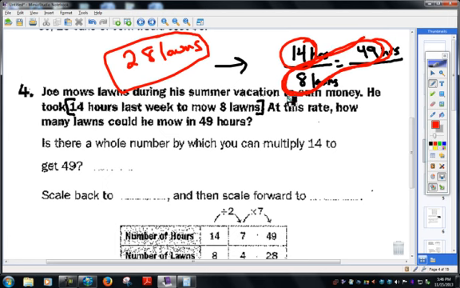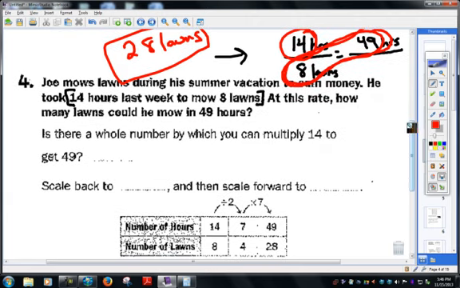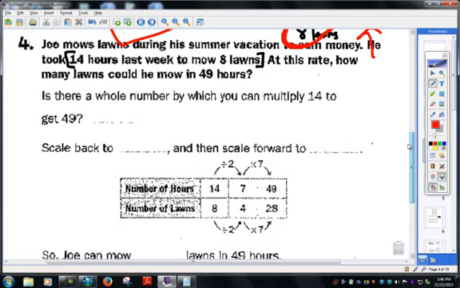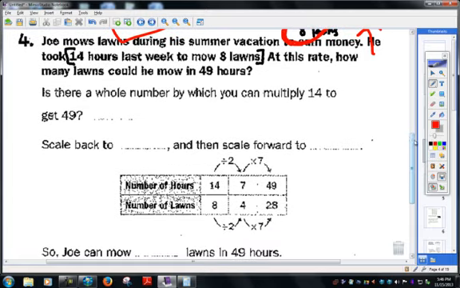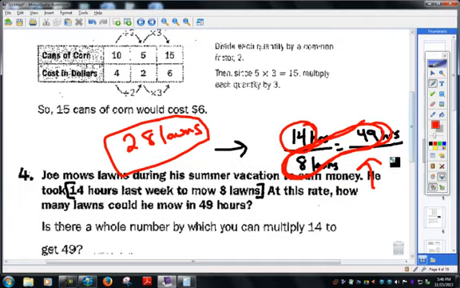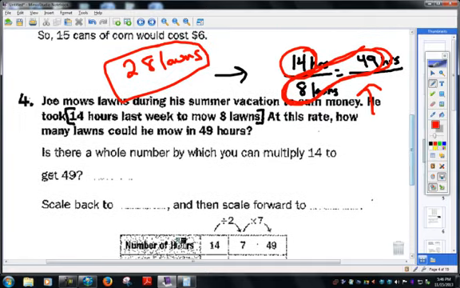It's pretty easy. You could have also scaled back to find that, or you could have found the unit rate. You could have figured out how many lawns per hour or how many hours per lawn and then gotten there. But this cross multiply divide way is obviously, I think you guys think, much easier. But now let's look at it in the table. And you are going to have to do this. I'm just showing you this so you can relate the proportion to the table.